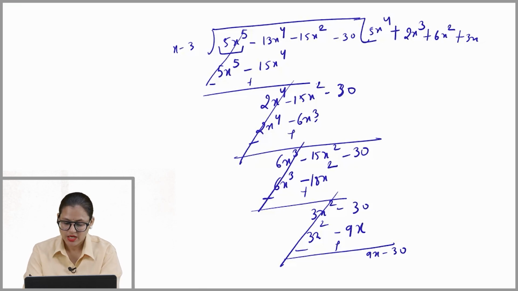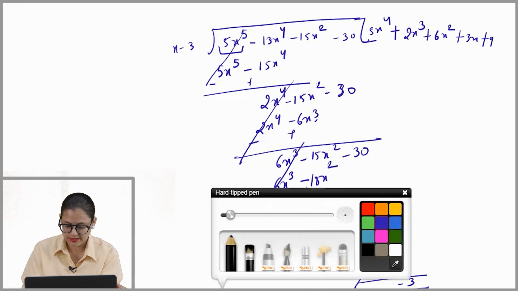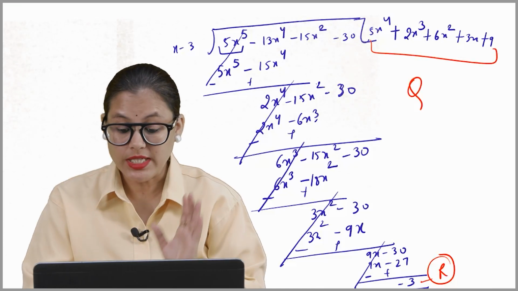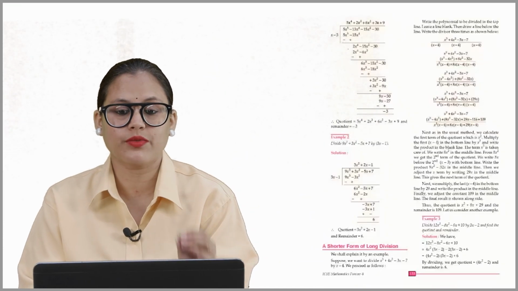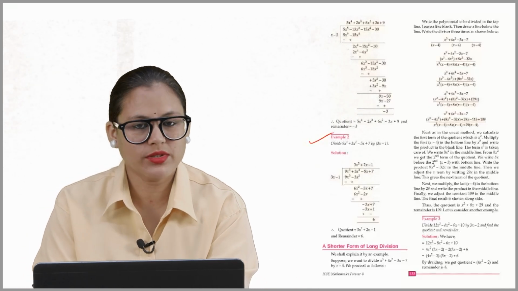Next, we will multiply by 9. 9x and minus 27. Now change the sign, minus plus. 30 minus 27 is 3 and minus 3. So this is your remainder. And this is the quotient. Right. So this is the long division method. So similarly, you will do other examples also, that is example 2.